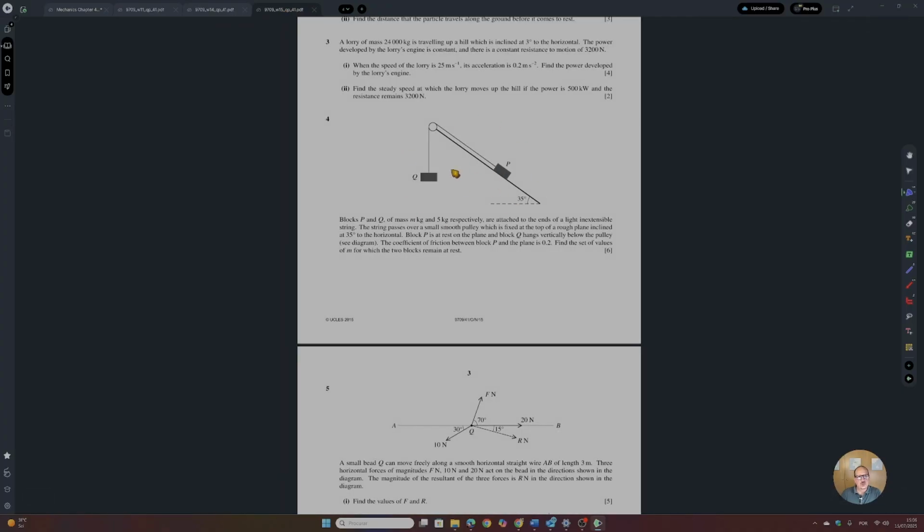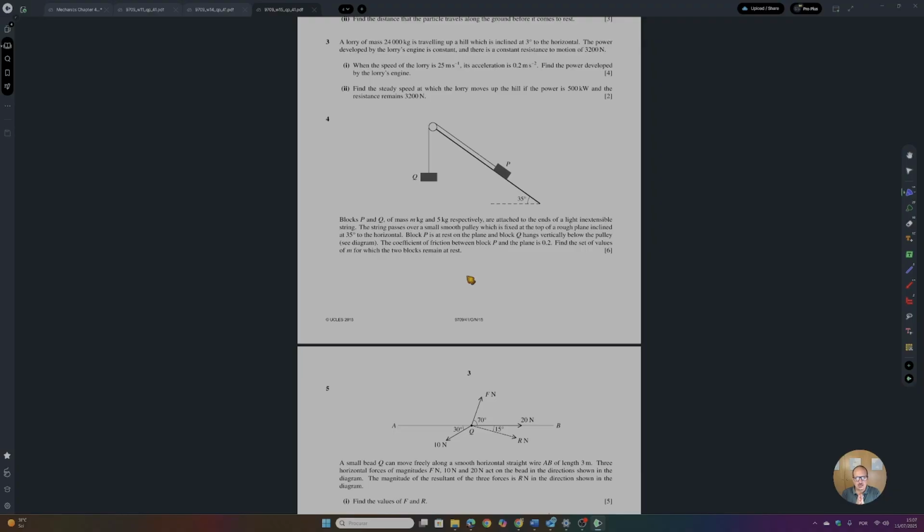Question 4 on a winter 2015 paper, paper 41. You have this diagram, and then it says that blocks P and Q of mass m kilograms and 5 kilograms respectively are attached to the ends of a light inextensible string. The string passes over a small smooth pulley which is fixed at the top of a rough plane inclined at 35 degrees to the horizontal. Block P is at rest on the plane, and block Q hangs vertically below the pulley, as you can see in the diagram. The coefficient of friction between block P and the plane is 0.2. Find the set of values of m for which the blocks remain at rest.